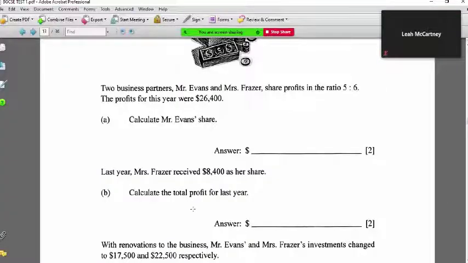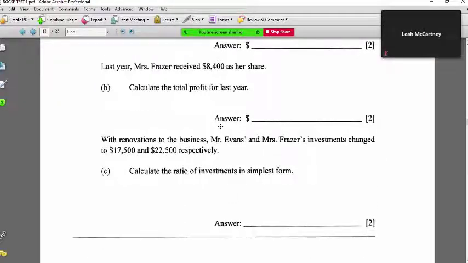So let's think about it again. In this case, we were given what the share was, and then we're asked to find what the total profits is. So it's the opposite. In terms of the earlier problem, we were given what the profits were and asked to find what the share is.